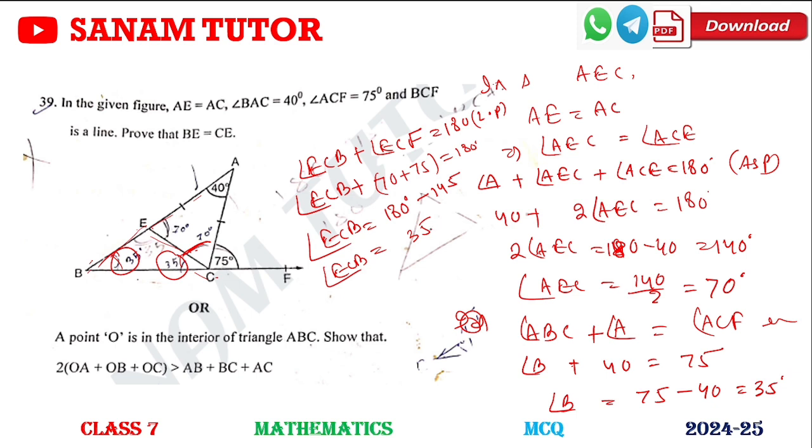So we can say that ECB is equal to B. Therefore BE is equal to CE, because of the isosceles triangle: opposite angles equal means opposite sides equal. Proved. Complete. This question is already done. This is an important question.